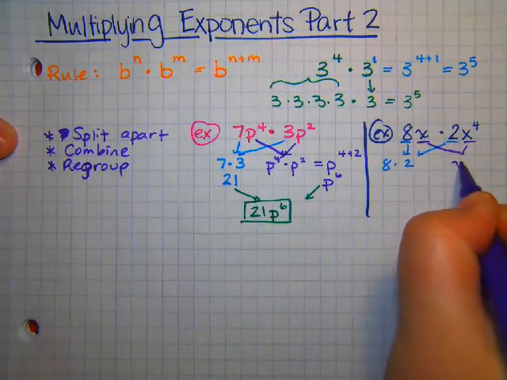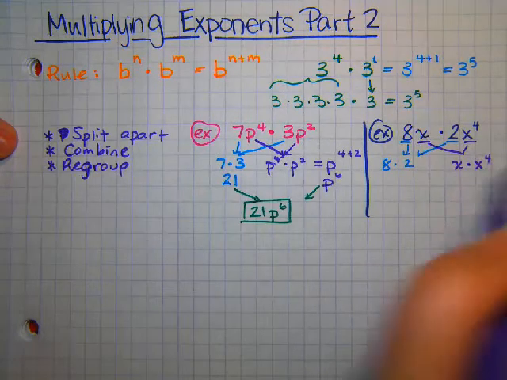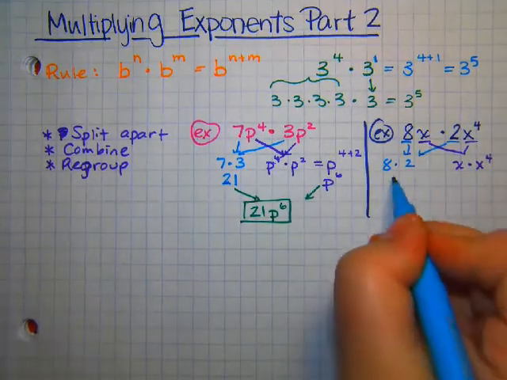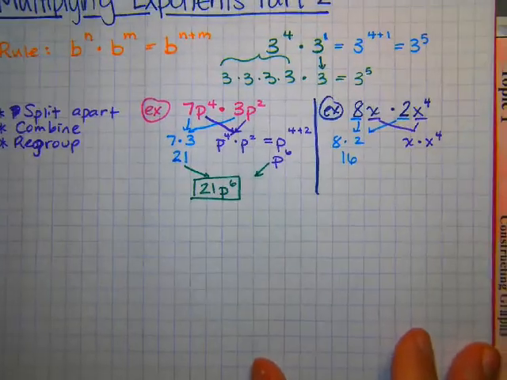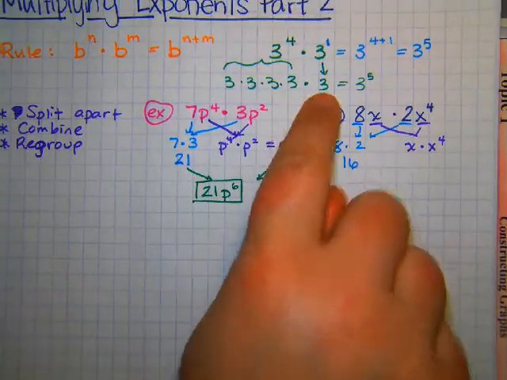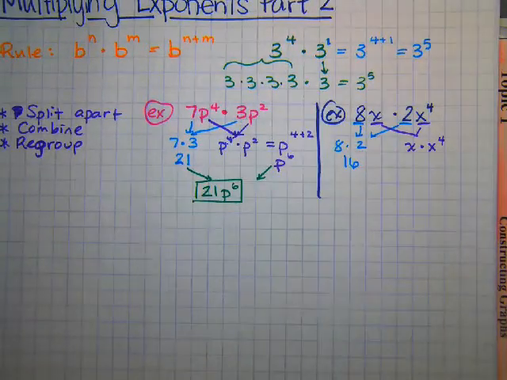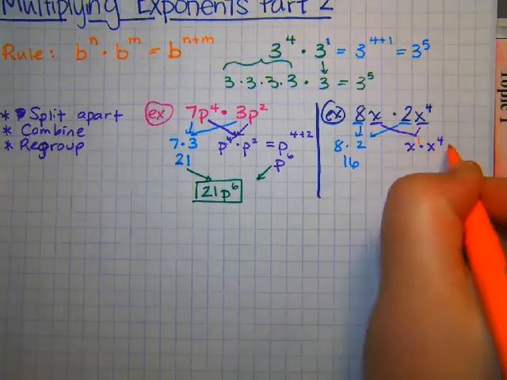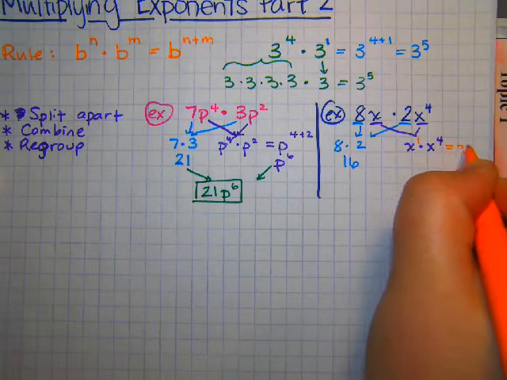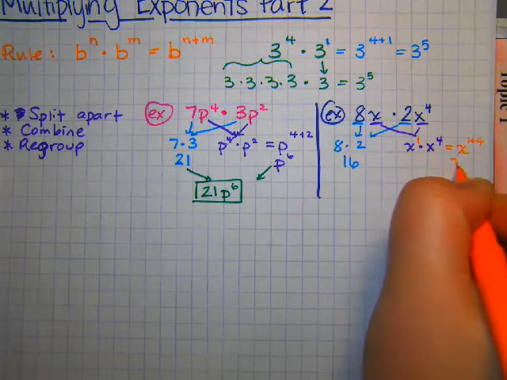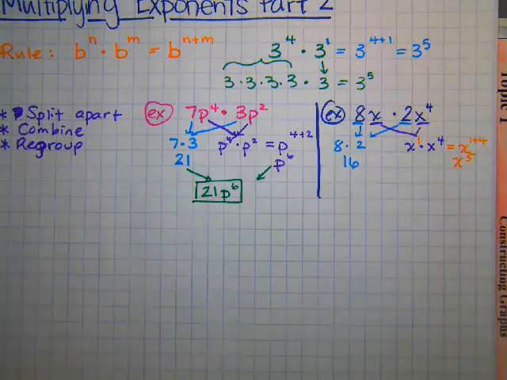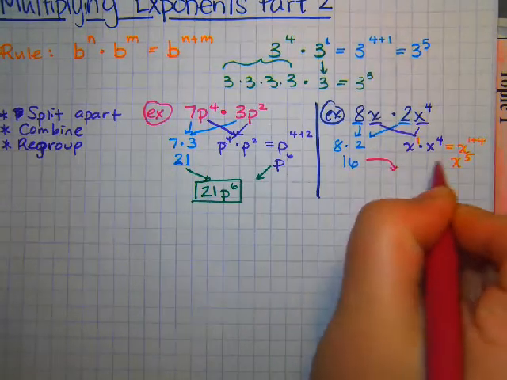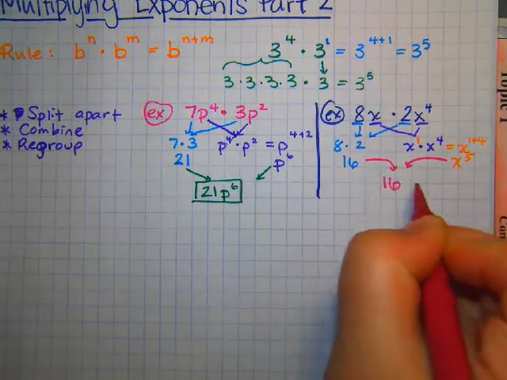So x times x to the fourth. Okay, so 8 times 2 is 16. That's easy. And then here, just like up above, remember, if you don't see an exponent, then the exponent's 1. So then we have x to the 1 plus 4, which is x to the 5th. Awesome. Now we bring them back together. 16x to the 5th.